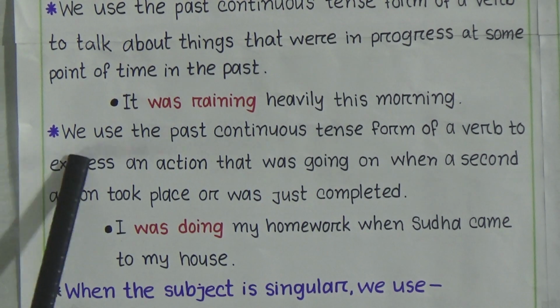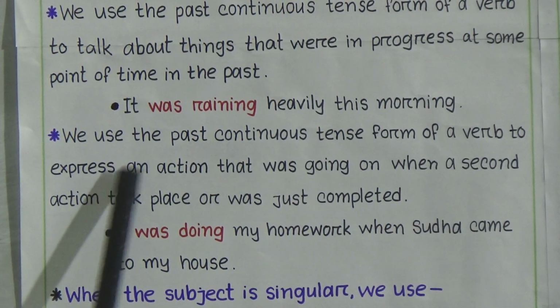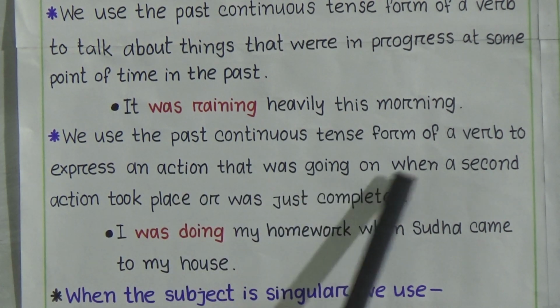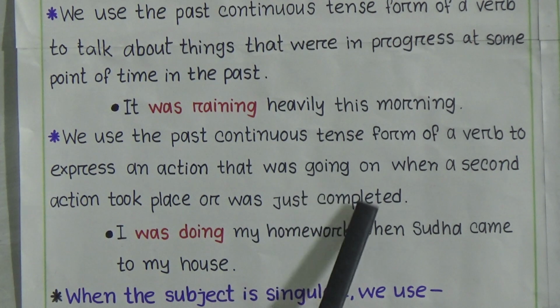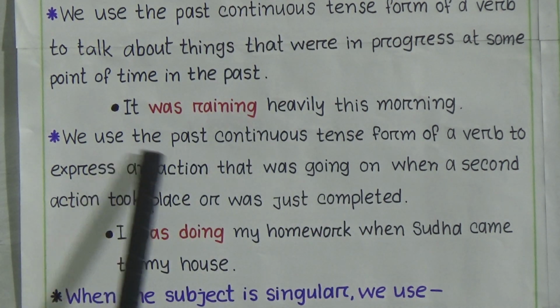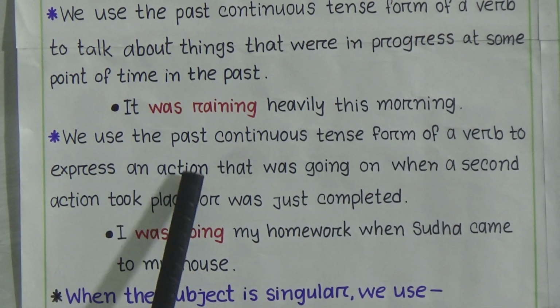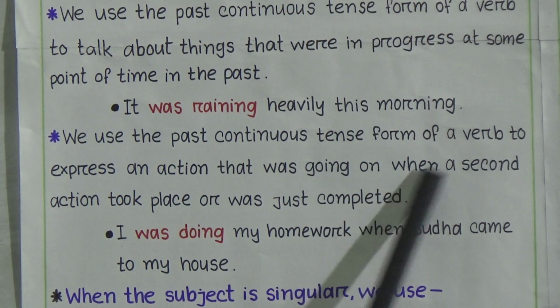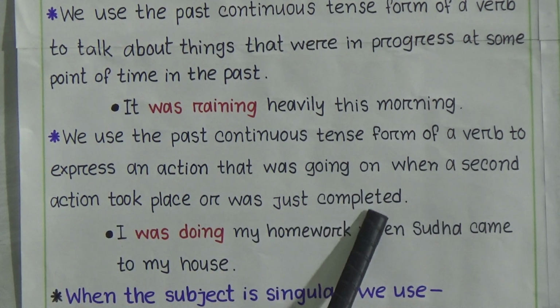Next rule, we use the past continuous tense form of a verb to express an action that was going on when a second action took place or was just completed. Again saying, we use the past continuous tense form of a verb to express an action that was going on when a second action took place or was just completed.